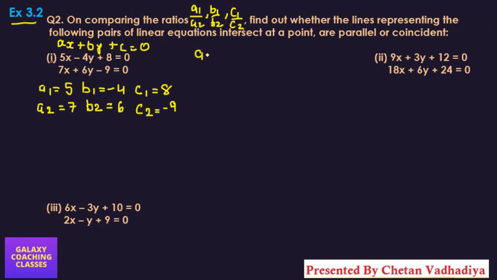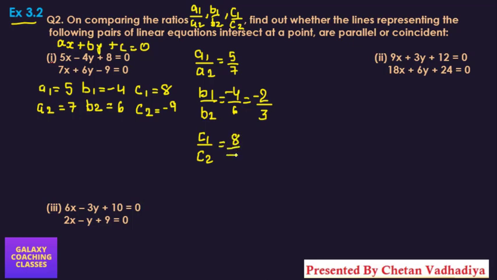That means you need to divide A1 by A2, so that is 5 by 7. You cannot cancel them, so it will remain the same. Now B1 by B2 is minus 4 by 6. You can cancel this and you will get minus 2 by 3. Now C1 upon C2 is 8 by minus 9, so you can write minus 8 by 9. So up till here you have found the ratios. Now you need to compare.